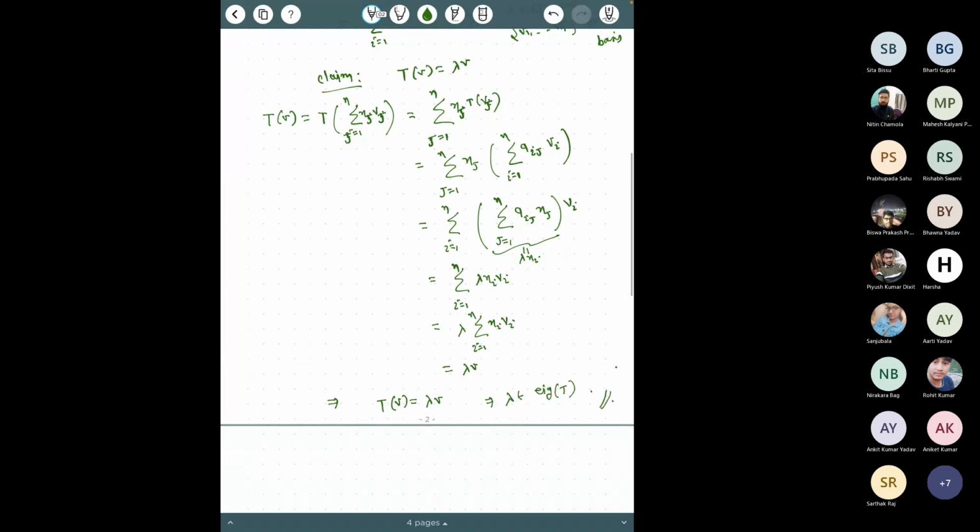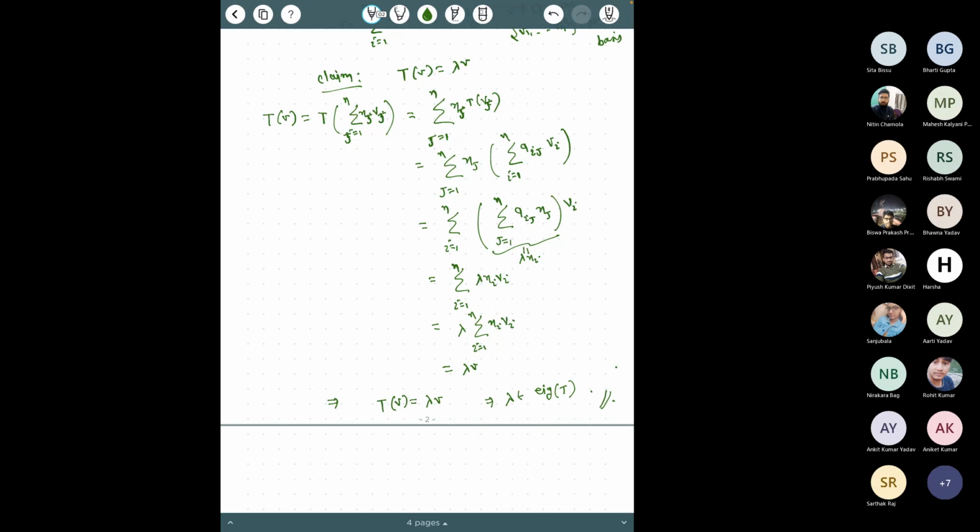So the eigenvalues of T and the eigenvalues of its matrix representation with respect to any basis are the same. What we can say from here is that the eigenvalues of T do not depend on the choice of basis, whatever basis you take. Therefore it is important to find a basis such that the matrix of T is as simple as possible, so that we can easily compute the eigenvalues. That's why we are looking for a basis such that the matrix of T is very simple.